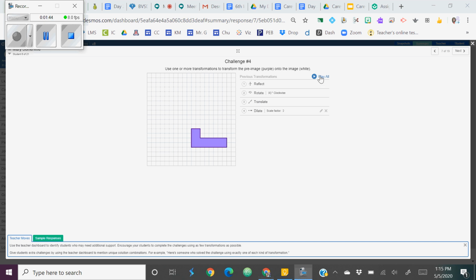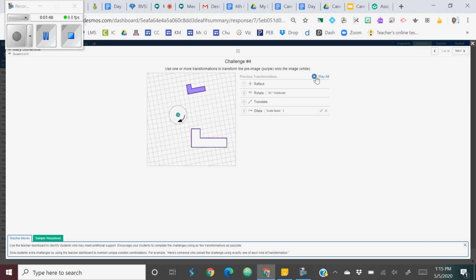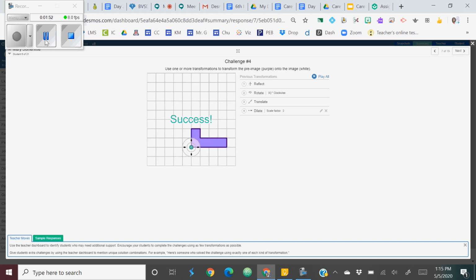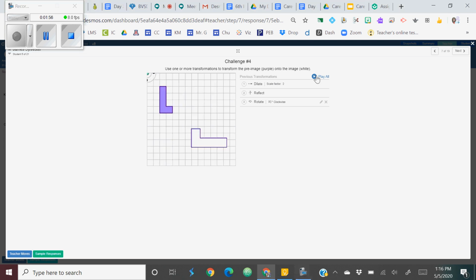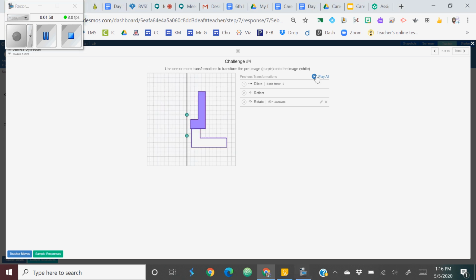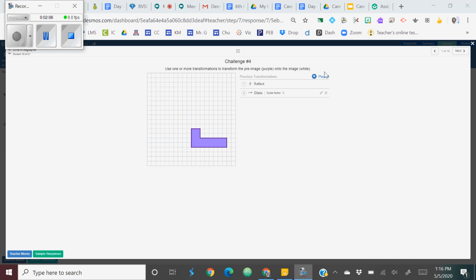Challenge 4 was a little bit harder. This person did 4 steps. So they did a reflection, a rotation, a translation, and a dilation. Here was also a really nice solution. They used less steps. So that was a great solution. But probably the most smooth one was this one, 2 steps. So good job on that one.